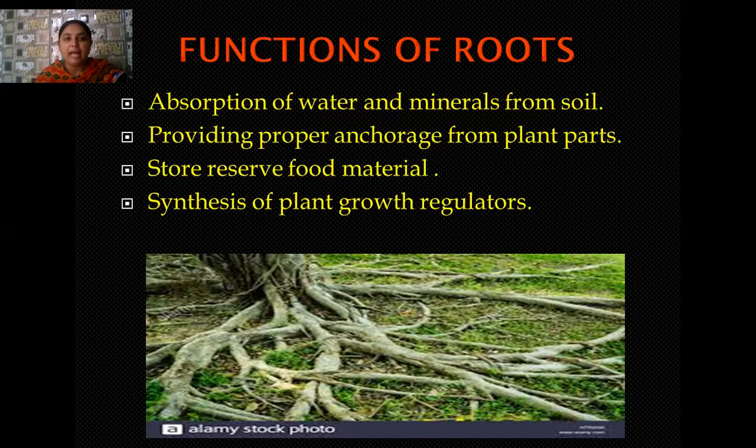And the third function is that sometimes these roots also store reserve food material. For example, we have a radish, where fusiform roots are present, and these roots store food material. In case of a turnip, we have globular roots, and in case of carrot, we have napiform type of roots. All of these roots, instead of only absorbing water and minerals, are modified and perform the function of food storage here.